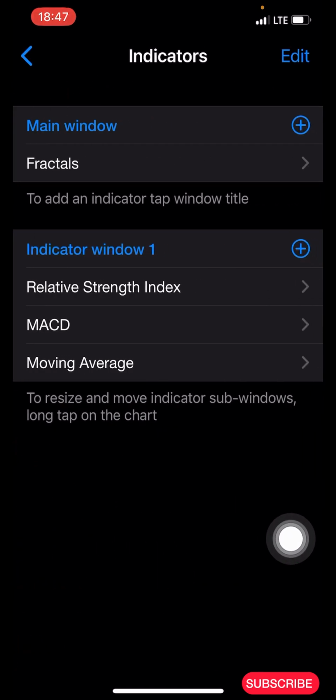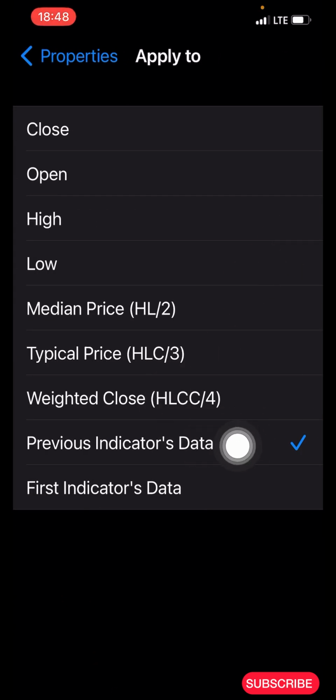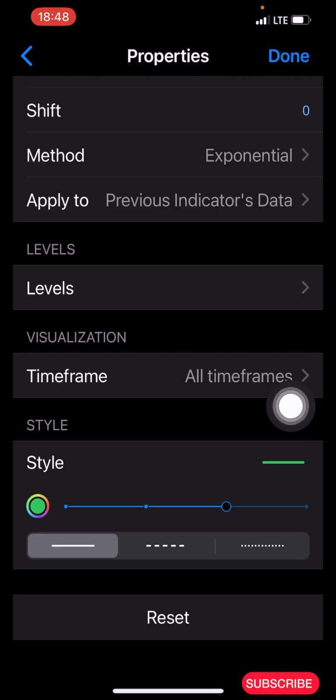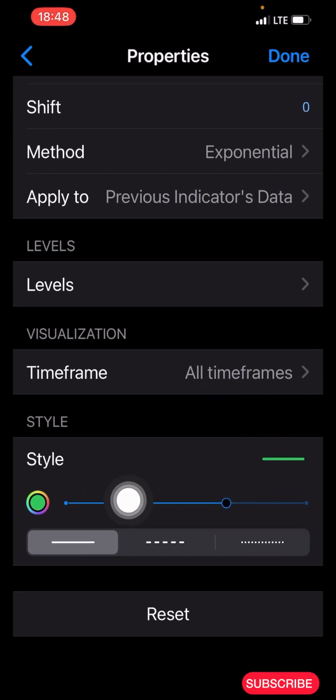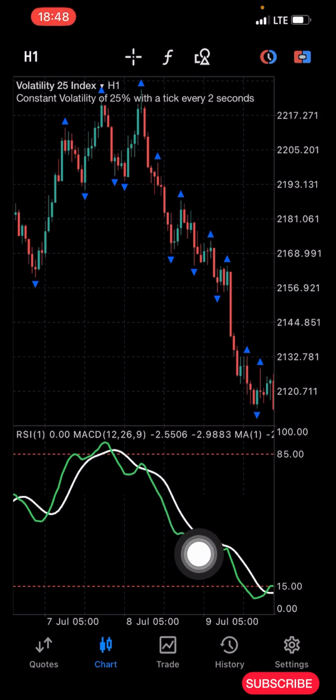Now the last indicator we have here is moving average. You are going to be clicking on this plus icon again, and then you search for your moving average. These are the properties for the moving average. The period is 1, shift is 0, method is exponential, applied to previous indicator's data. Then the level, you leave it as it is, time frame, all time frame. The style, you make it color green, 3 pixel, and you are done with that. Now you can see the green line here on our indicator window, that's the moving average.